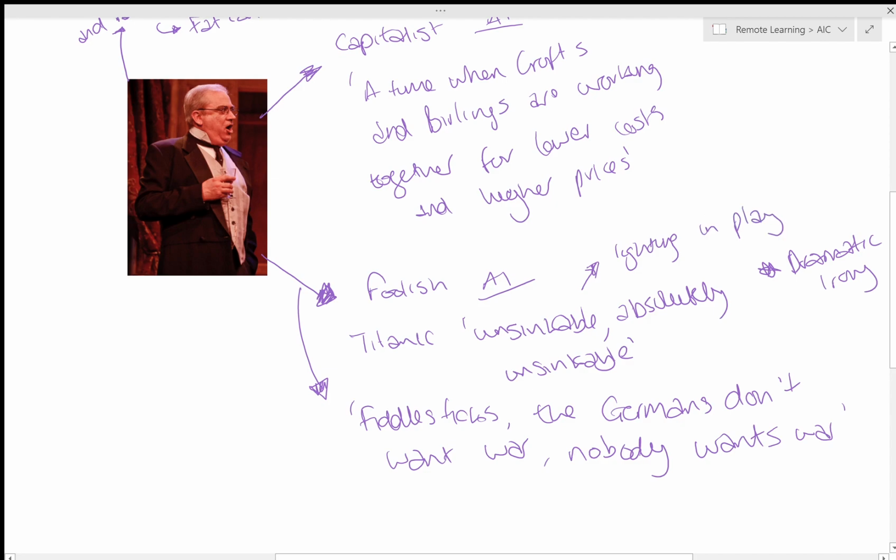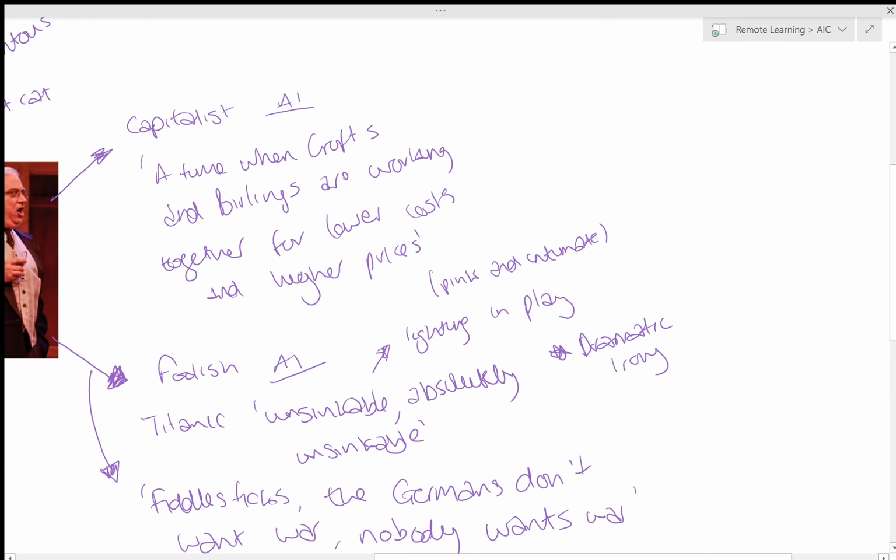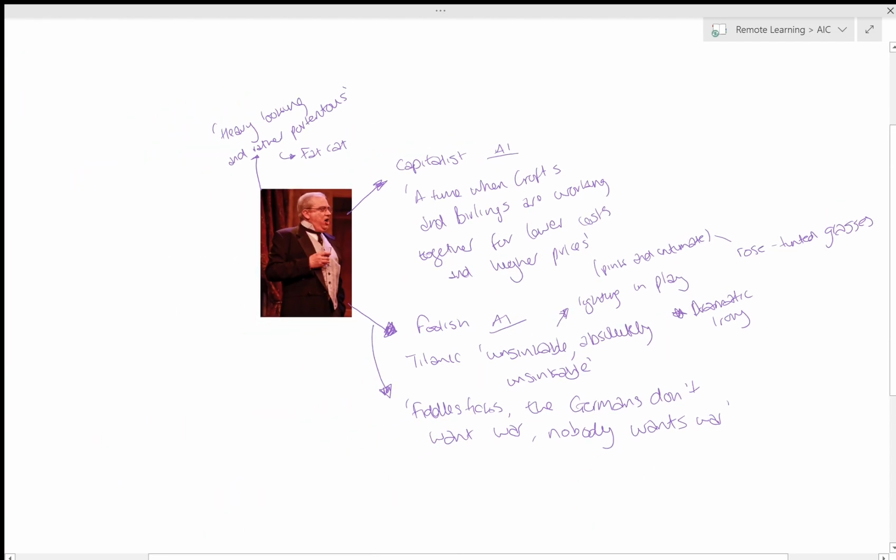The stage direction gives that it should be pink and intimate. And I think this links quite nicely to the idea that the Birlings only see the world through rose-tinted glasses. They only see the world for what they want and how they want to see it. Okay, so that's two ideas.